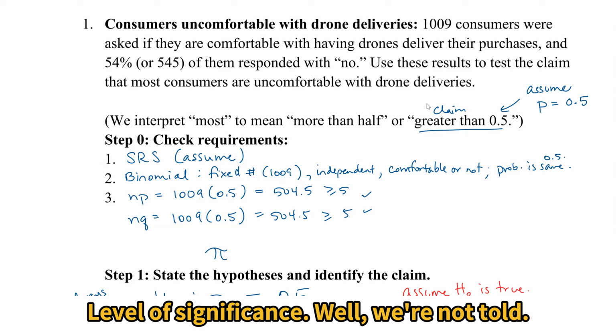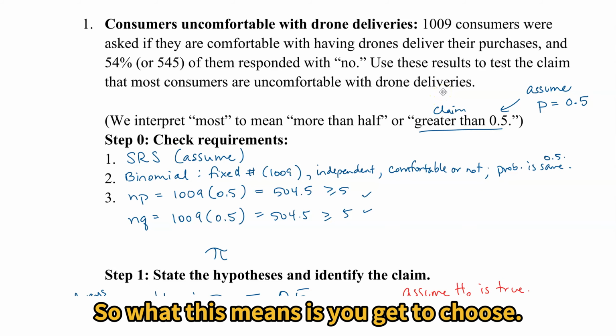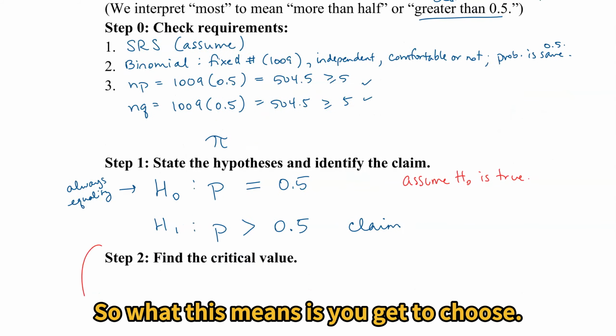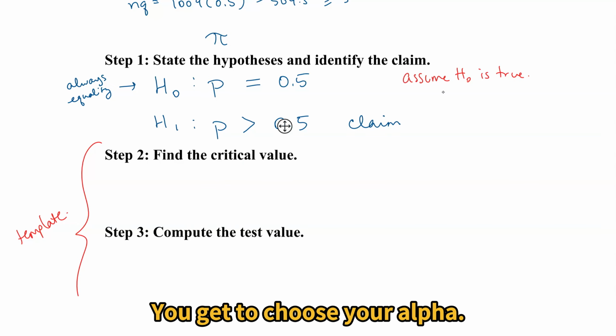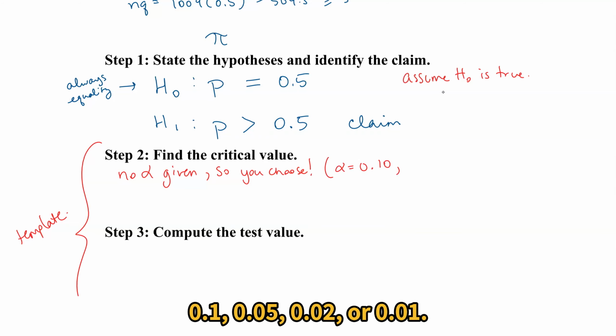Well, we're not told. There's no significance level given. So what this means is you get to choose. You get to choose your alpha. And generally speaking, we want to choose either 0.1, 0.05, 0.02, or 0.01.